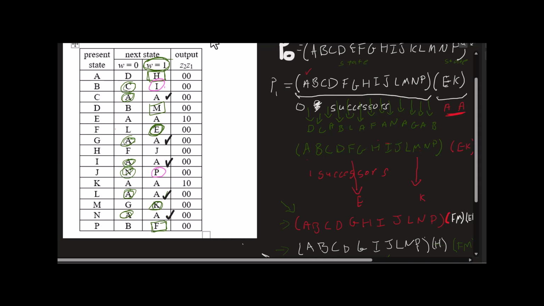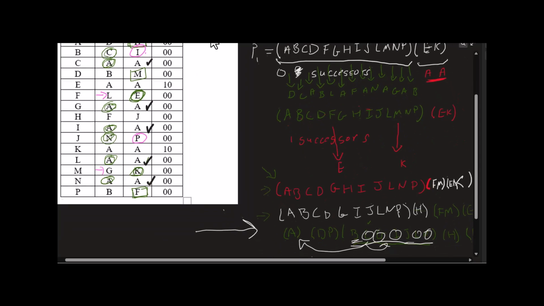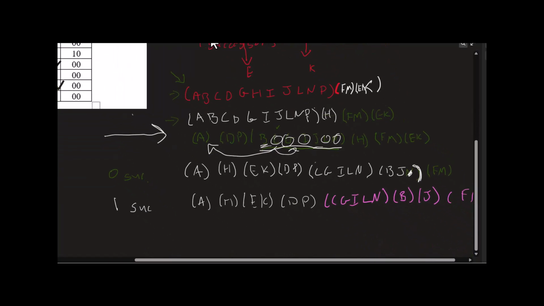And the zero successors were L and G. Oh, I don't know. That might not be it. Okay, so we'll still have to check them again.